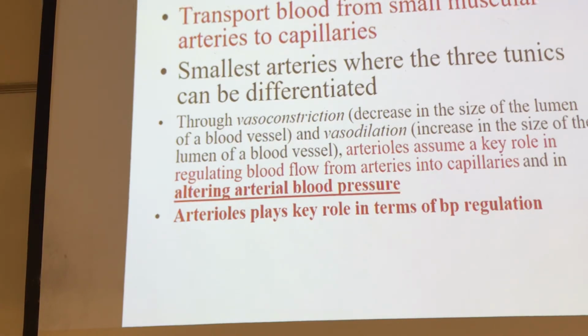Again, 99% of hypertension, high blood pressure, is idiopathic. We don't know what the cause is. All we do is treat the symptom by vasodilating the blood vessels. But we vasodilate all of the blood vessels.